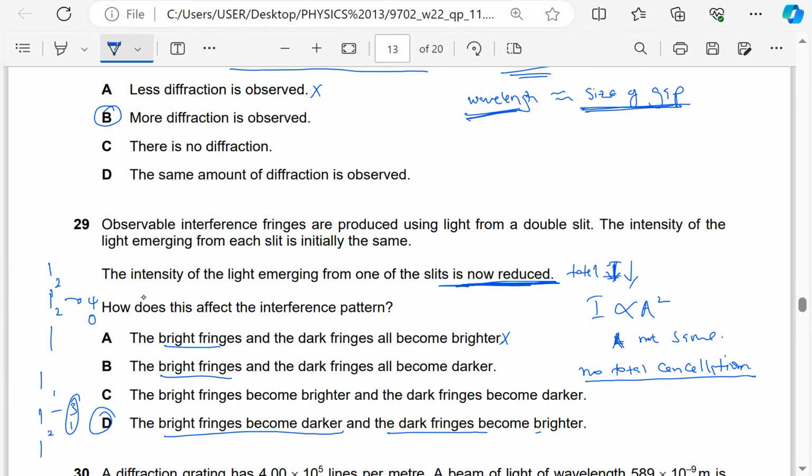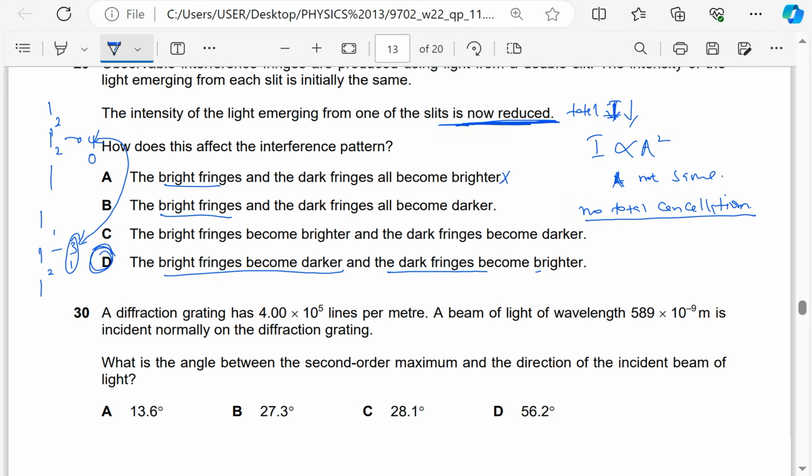So the darker fringes will not be dark. They will instead become brighter. But since total amplitude reduced from 4 to 3, it means the brighter fringes are going to be less bright, or we say they become darker. So the answer is going to be D.